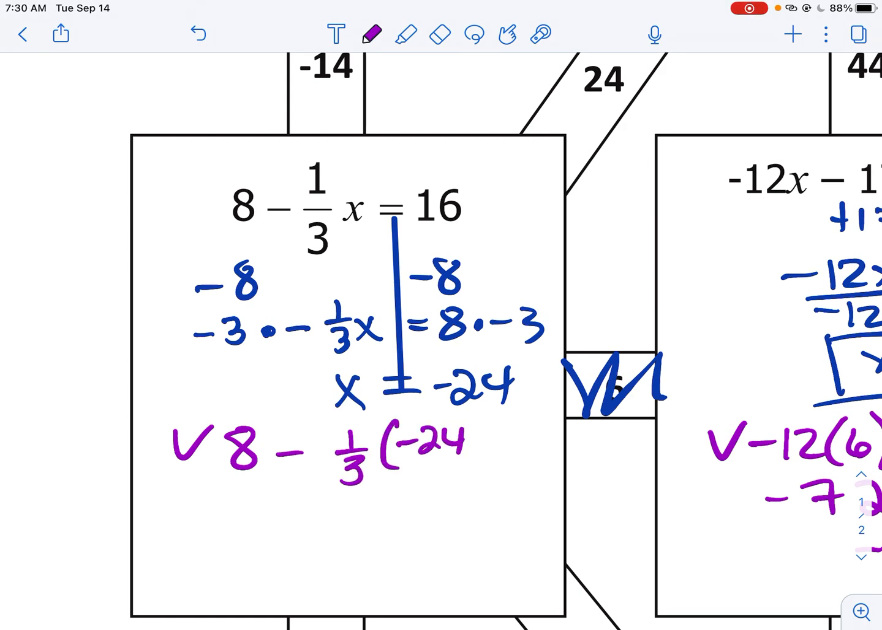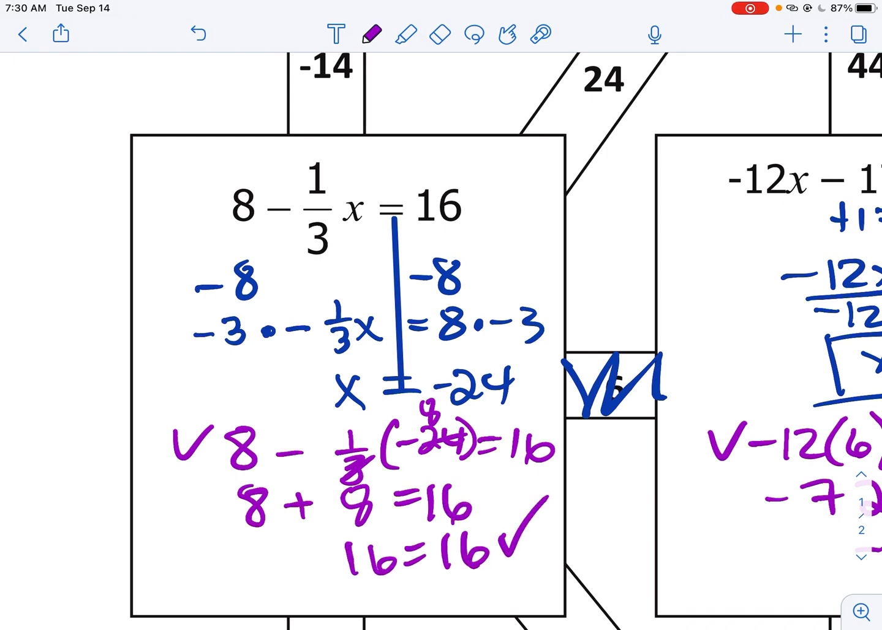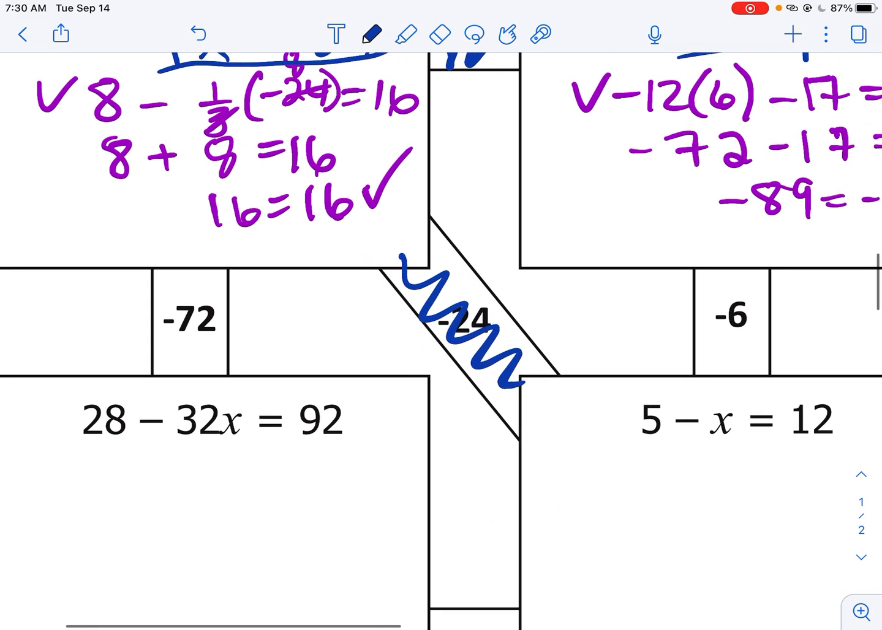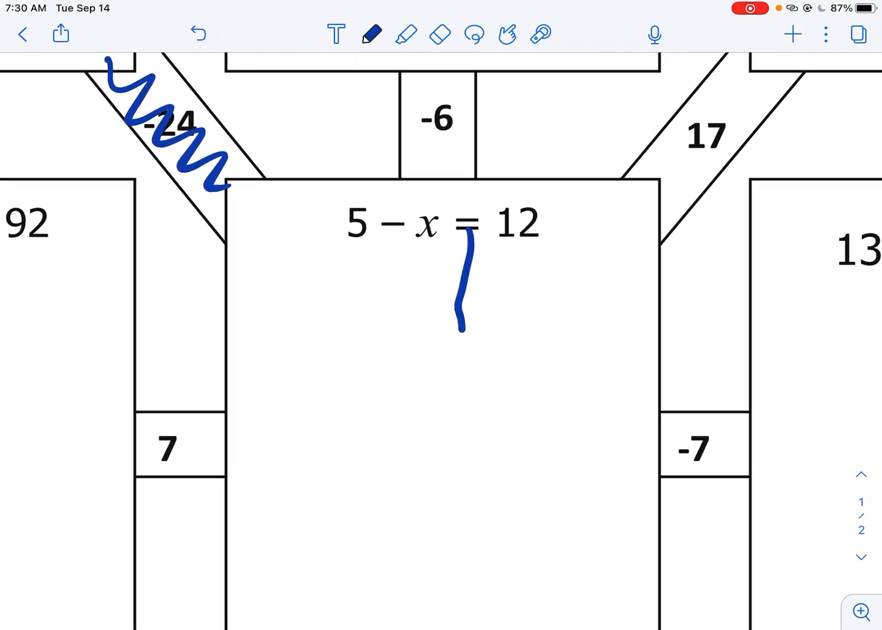Then I check my work to make sure I did the right thing. 8 minus 1/3 times negative 24. Does that equal 16? 8, negative times a negative will be a positive. Uh-oh. I think Kim did something wrong. Did she do something wrong? 3 goes into that? No, she didn't. Look at that. It actually comes out correctly. So 16 equals 16. So the answer to that is x equals negative 24. Come this direction.